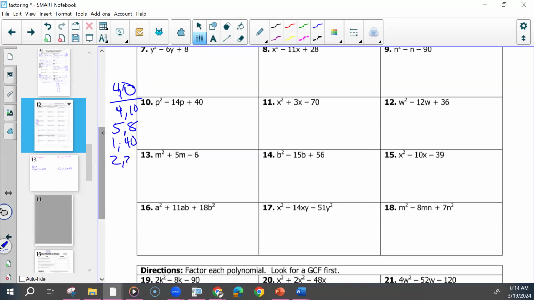20 and 2. 3 won't work. We have 4, we have 5. I don't think 6 works or 7. I think that's it. And then if we are multiplying two numbers to get 40, how could we add to get -14?